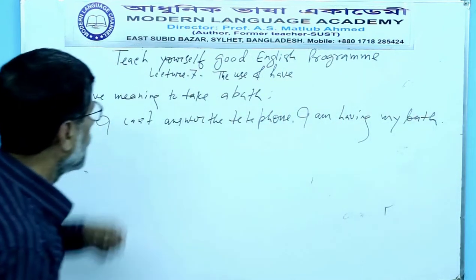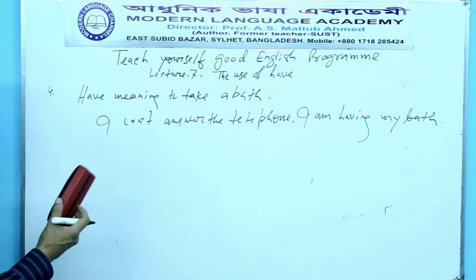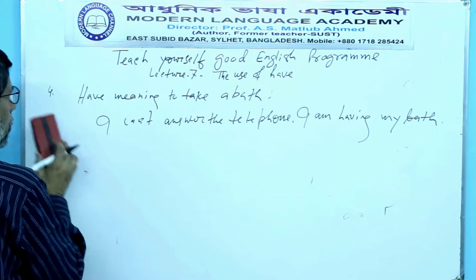আমি টেলিফোন উত্তর দিতে পারবো না এখন. I can't answer telephone right now. I am having my bath. আমি গোসল করছি. Like this have is used as a to have a shower or to have a bath, or I am having my shower.